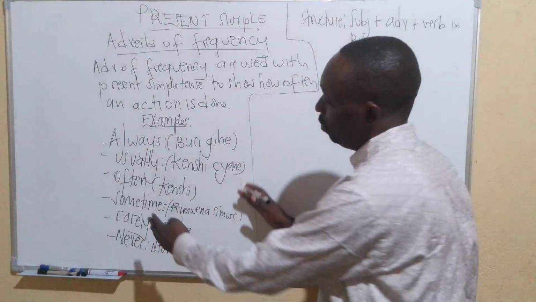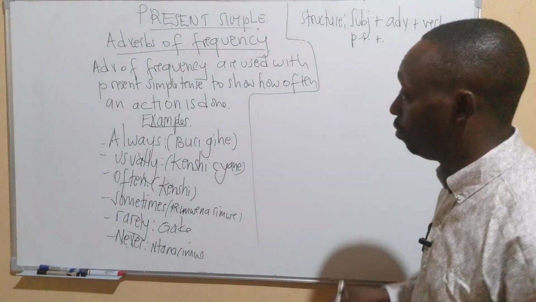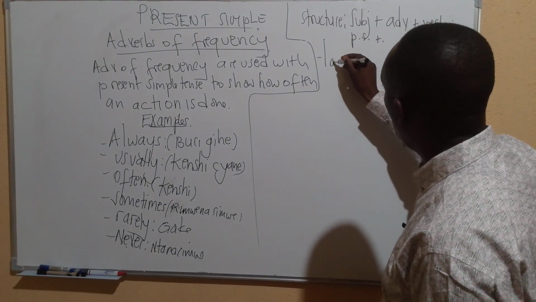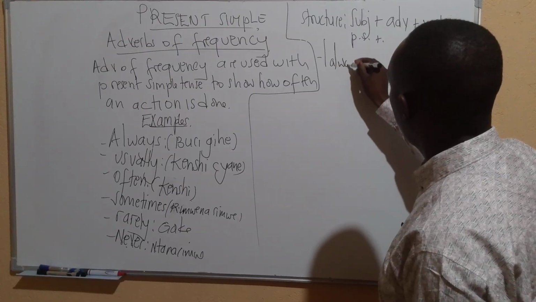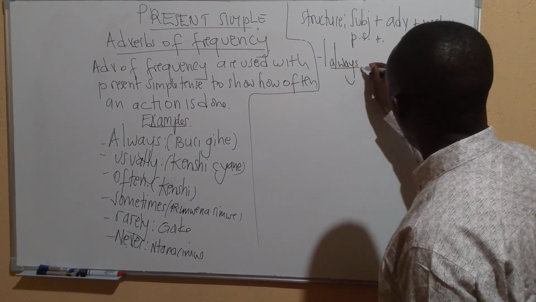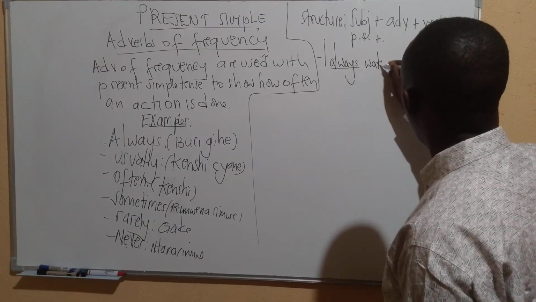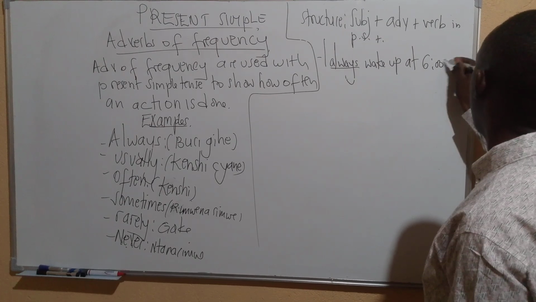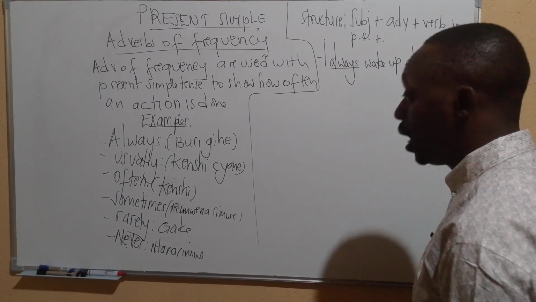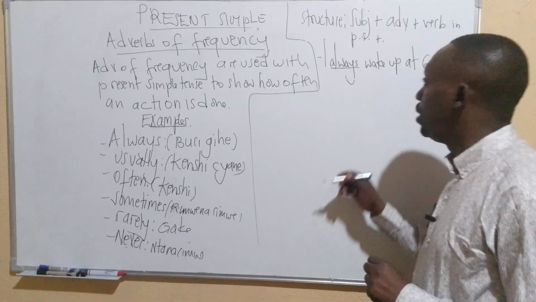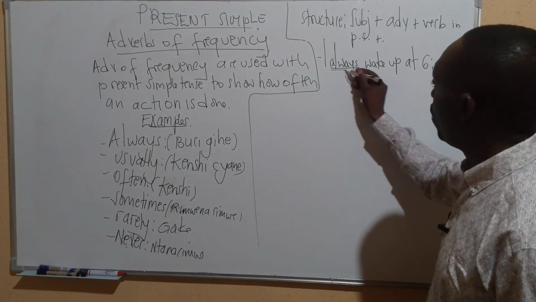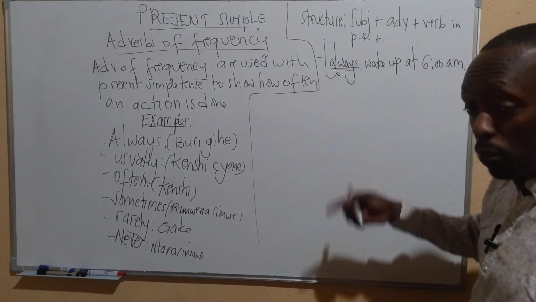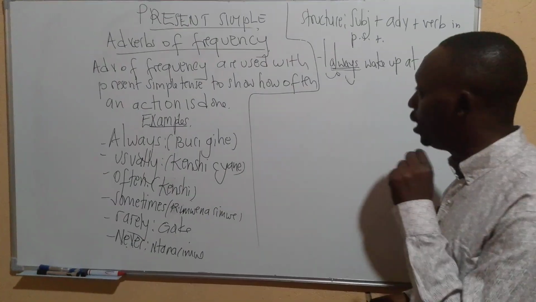Now, let us use all these adverbs in different sentences. For example, we can say, I always wake up at 6 a.m. Buri gihe mbyuka saa 12. So urabona ko iyi adverb of frequency irimo iratwereka inshuro iki gikorwa kiba. Buri gihe mbyuka saa 12.